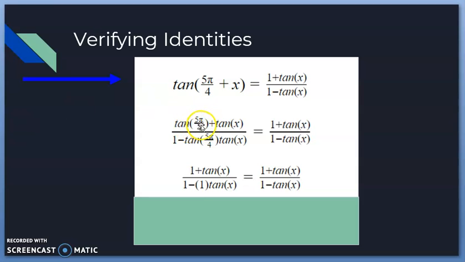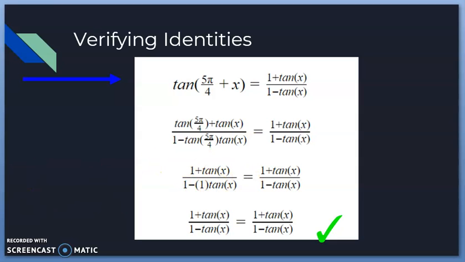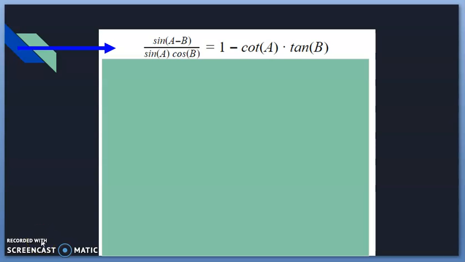So we can substitute the tangent of 5 pi over 4 for 1, plus tangent of x, over 1 minus the tangent of 5 pi over 4, which is 1, times tangent x. And then we'll simplify this a little bit, and we have 1 plus tangent x over 1 minus tangent of x, and we verified this identity. Let's verify one more identity.